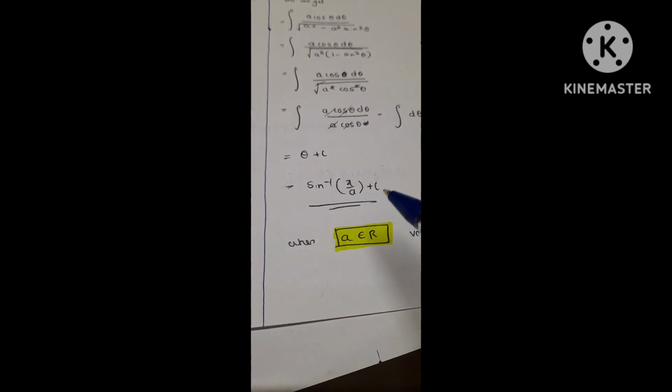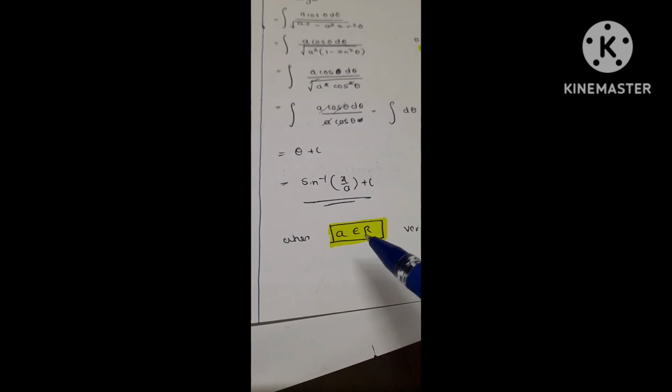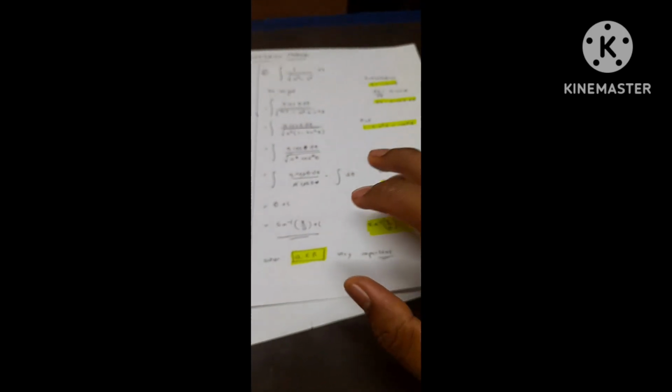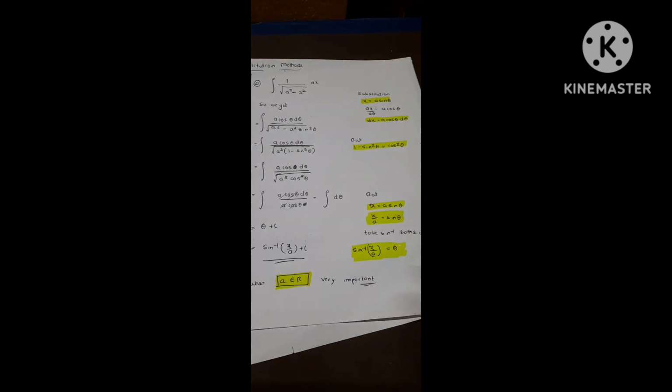So the answer is sin inverse of x by a plus c, where a is any number, but it should be a real number only. If you want, you can take the screenshot here.